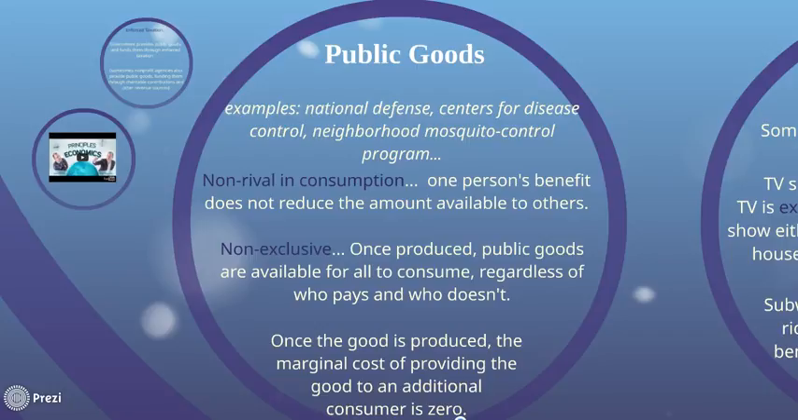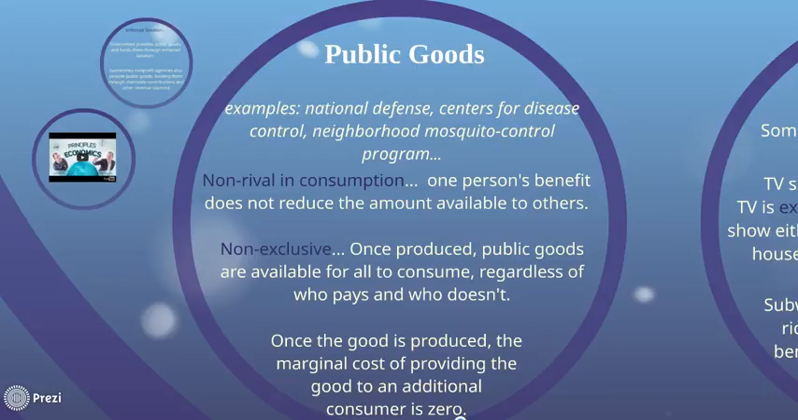And public goods are non-exclusive. So once the Army is produced, it's available for all to use. The safety the Army provides is available to everybody, regardless if you're paying or if you're not. Taxes pay for the Army, and not everybody pays taxes. In fact, if you don't work, you don't pay taxes. But the Army is available to protect you. Once the good is produced, the marginal cost of providing the good to an additional consumer is 0.